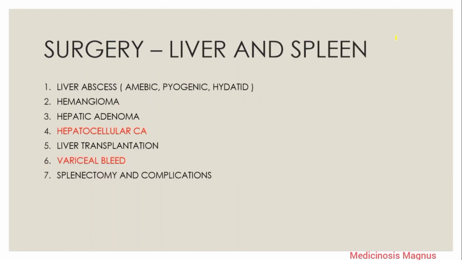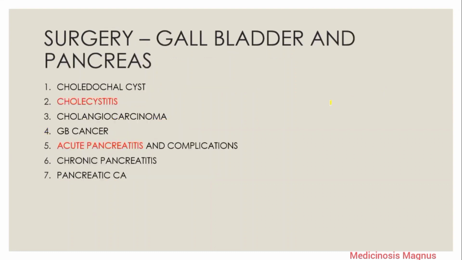Then in the liver and spleen, they mainly ask about the hepatocellular carcinoma and the fibrolamellar variant of it. Then know about the variceal bleed and the different types of surgery for it. They also ask about the other topics like the abscess, hemangioma, adenomas, and liver transplantation, splenectomy and complications.